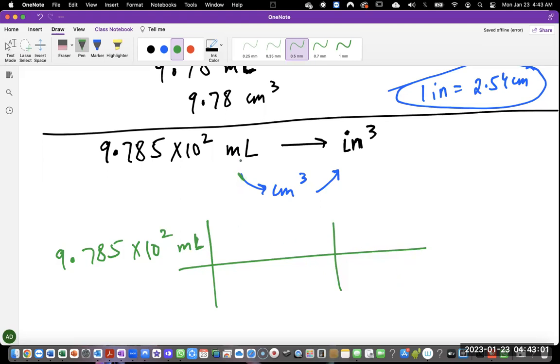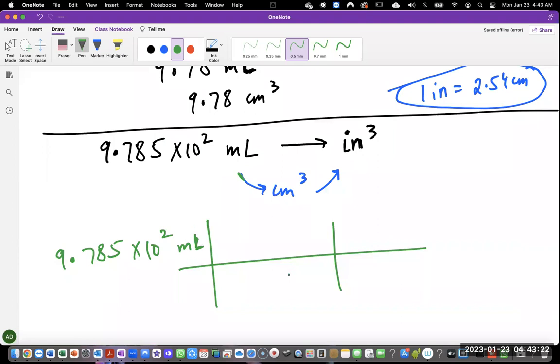Okay, so ml is what we are starting with, and first of all, centimeter cube is where we're going to go, and then from centimeter cube we'll go to inches cube. So now, with ml sitting here, what unit should go here? Should it be ml or centimeter cube?